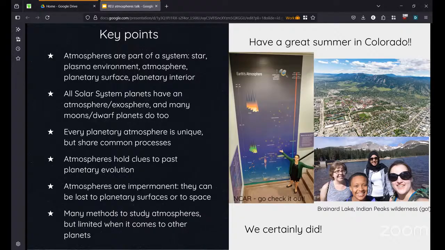Question for our speaker? Yes. So with the Martian atmosphere, I know that it has one, but do you know how it interacts with the remaining magnetic fields?